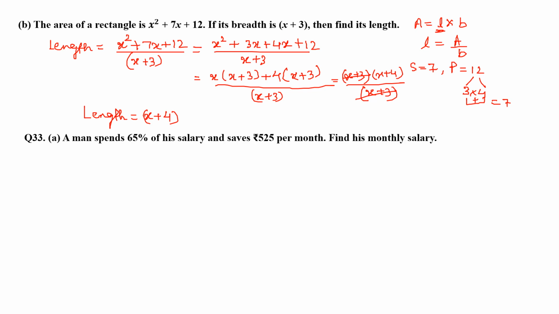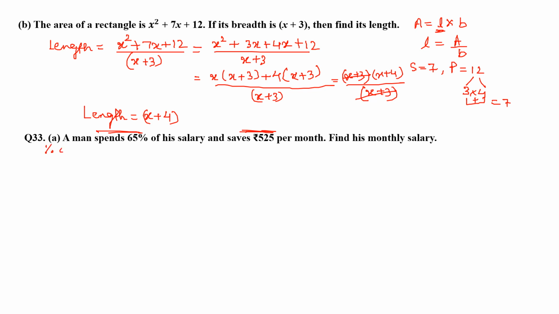Now the next question. A man spends 65% of his salary and saves 525 rupees per month. Find his monthly salary. If you see here, the percentage is given for the money he spent, but the value is given for the money he saved. So in such a situation, where the percentage is not for the money which he saved, first find the percentage of money which he saved.